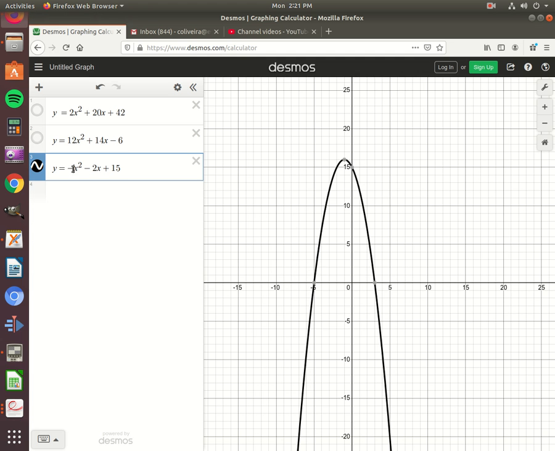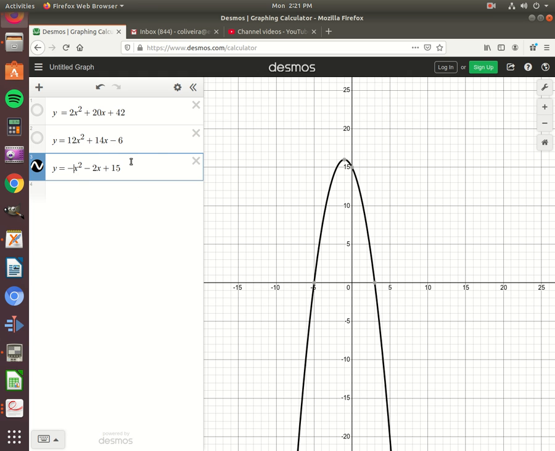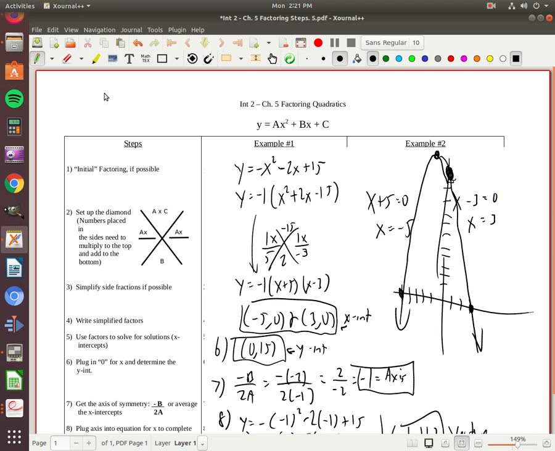So again, I think we had already talked about this. If this is positive A, this parabola is going to open up. If it's a negative, it's going to open down. The next thing I want to do is get the absolute value of the A. So if the absolute value of my A is greater than 1, it's going to be steep. If the absolute value of my A is equal to 1, it's going to be normal. But if the absolute value of my A is less than 1, it's going to be flat.